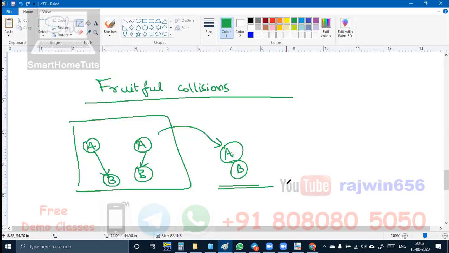Now this term is very important. It is used at many places whenever you are going to do this. Okay, so that is the meaning of the term fruitful collisions.